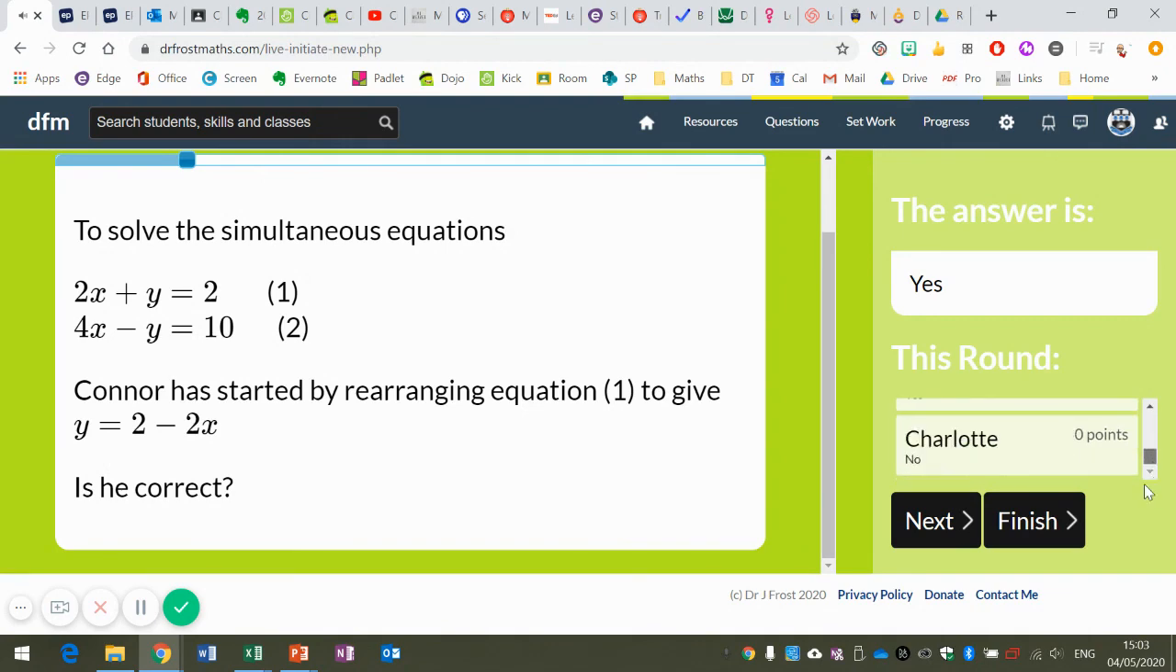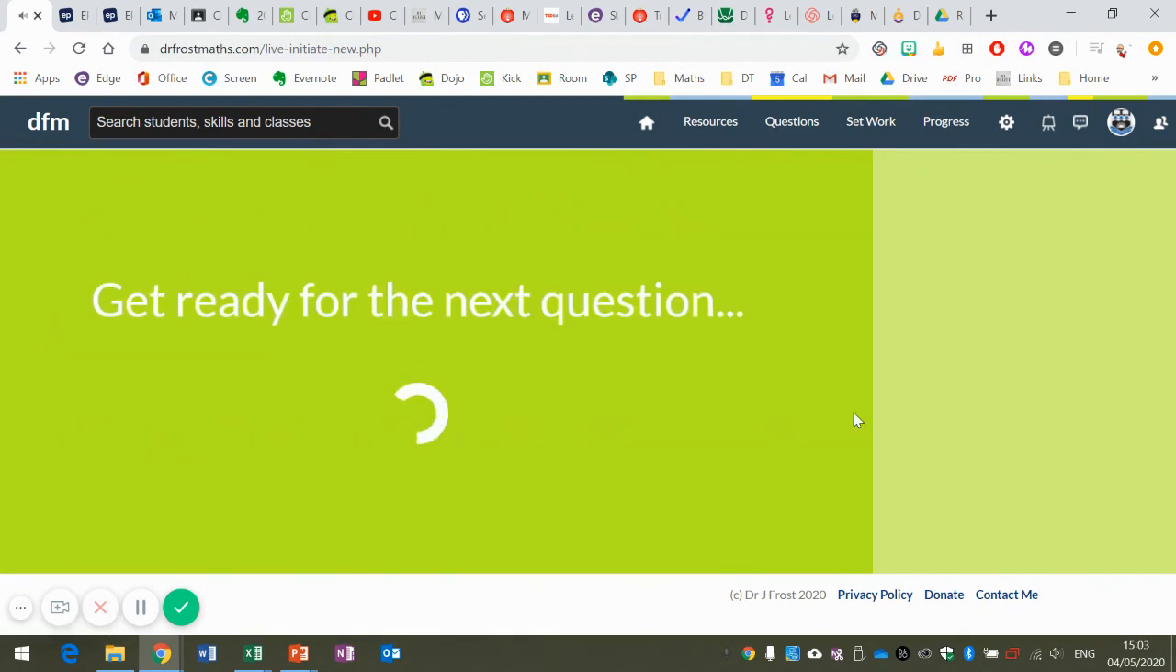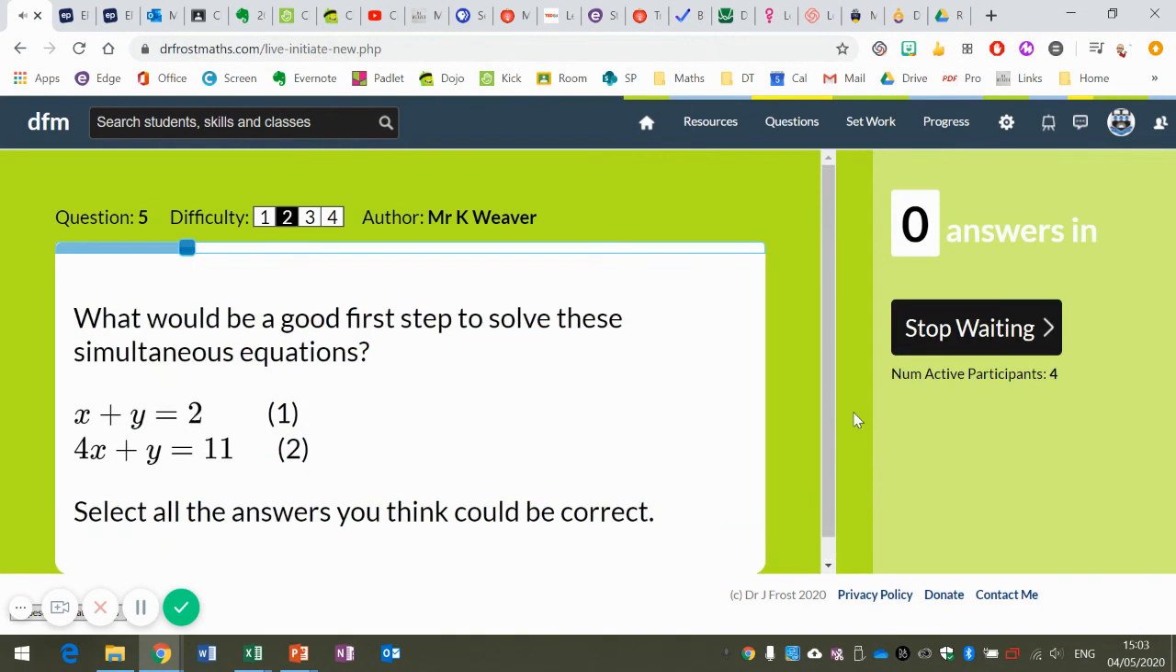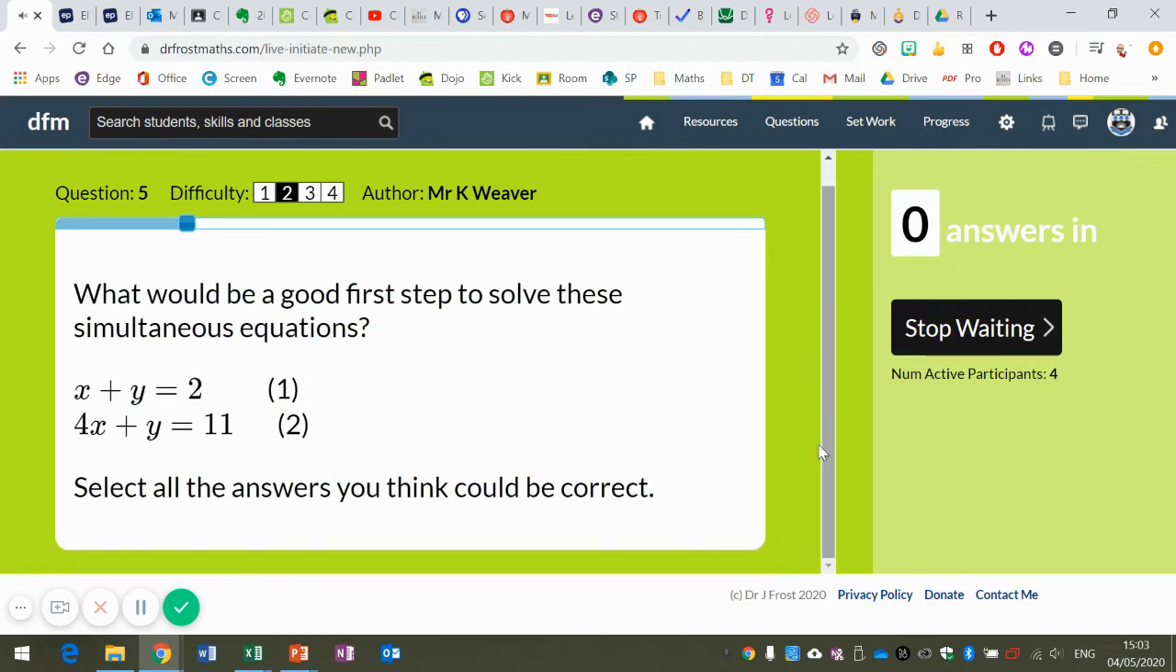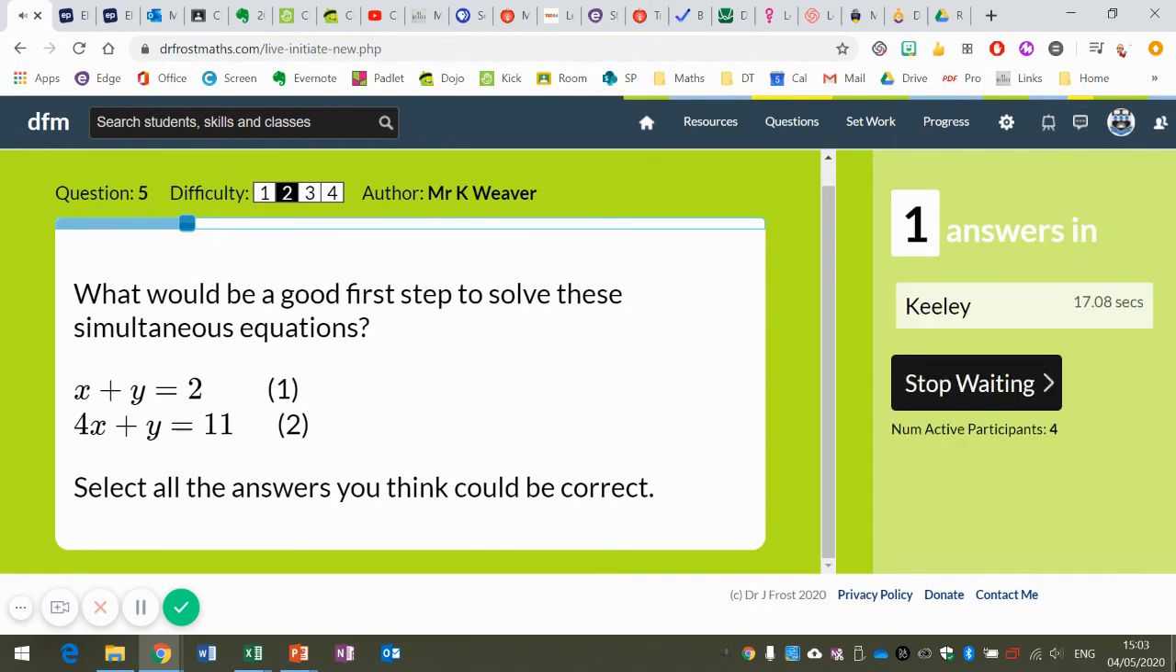Good job. And our next one now. Let's have a look at this one. So you've got the options on your screen. If you're not connected on the phone, have a think. What do you think might be the best ways to rearrange to start with? What would be a good first step? But select all the answers you think could be correct. You've got a few on there on your phone. More than one of them is correct.